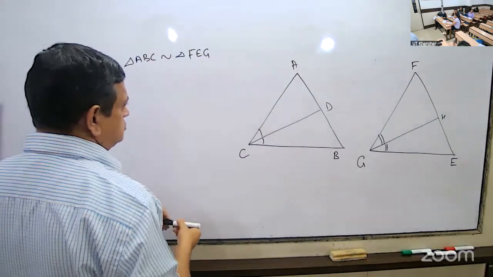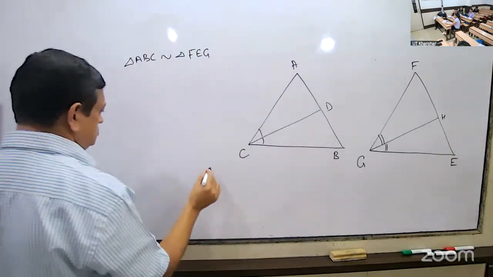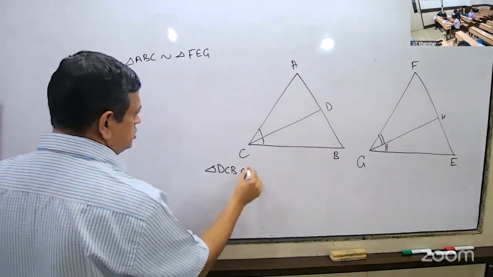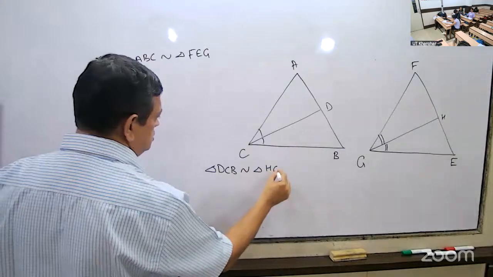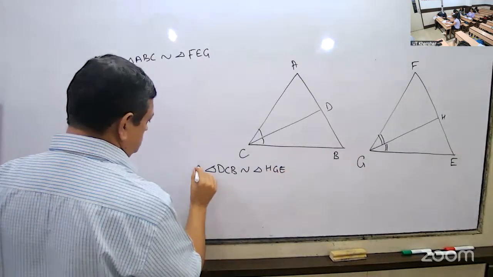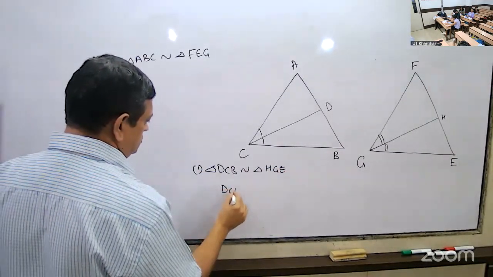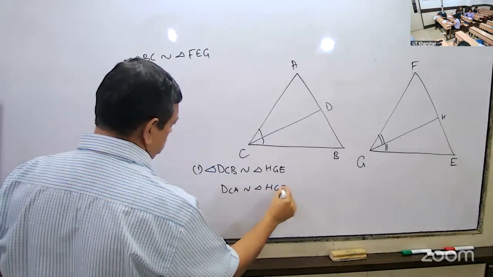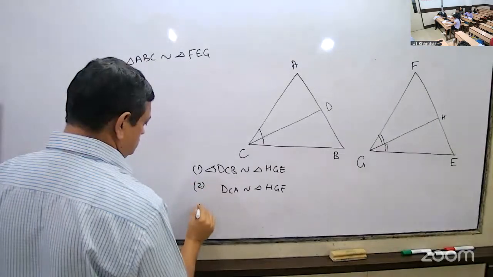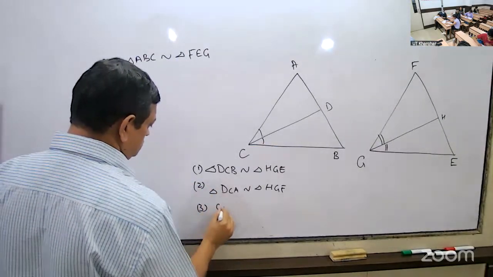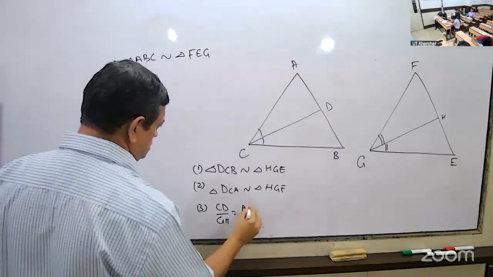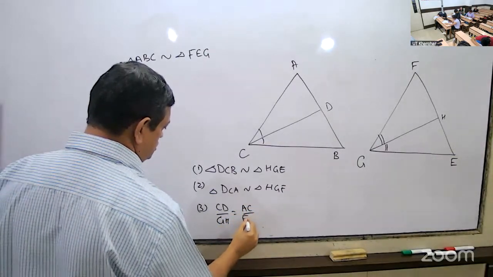Proof. Triangle DCB is similar to triangle HGE. Triangle DCB is similar to triangle HGE. Triangle DCB is similar to triangle HGF. CD upon GH is equal to AC upon FG, no?